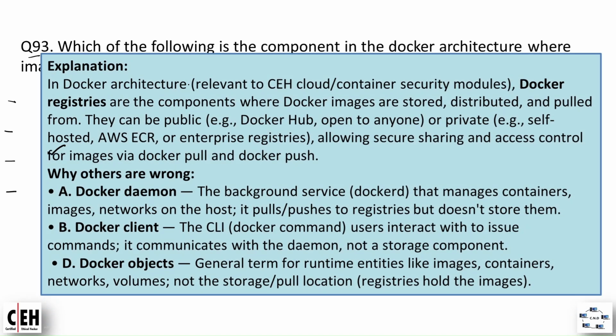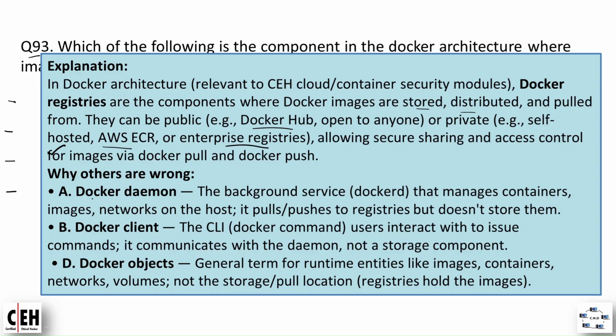And the explanation is, so in Docker architecture relevant to CEH cloud container security modules, Docker registries are the components where Docker images are stored, distributed, and pulled from. They can be public, for example, Docker Hub open to anyone, or private, for example, self-hosted, AWS ECR, or enterprise registries, allowing secure sharing and access control for images via docker pull and docker push.